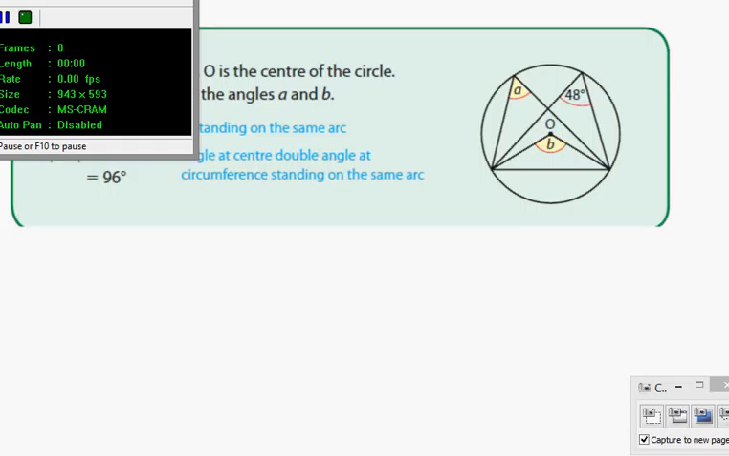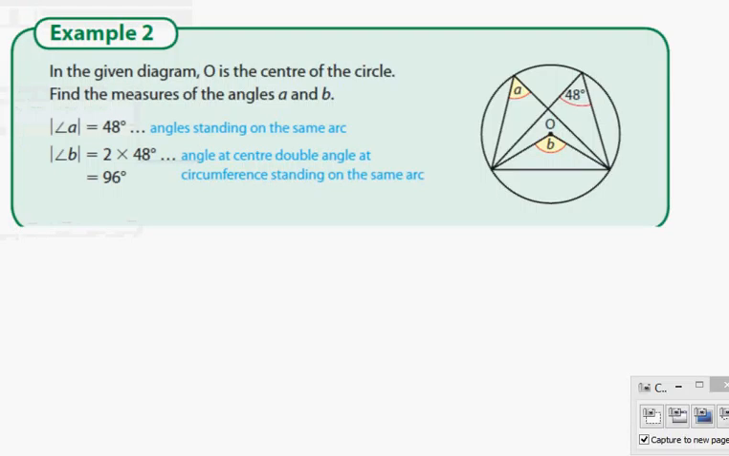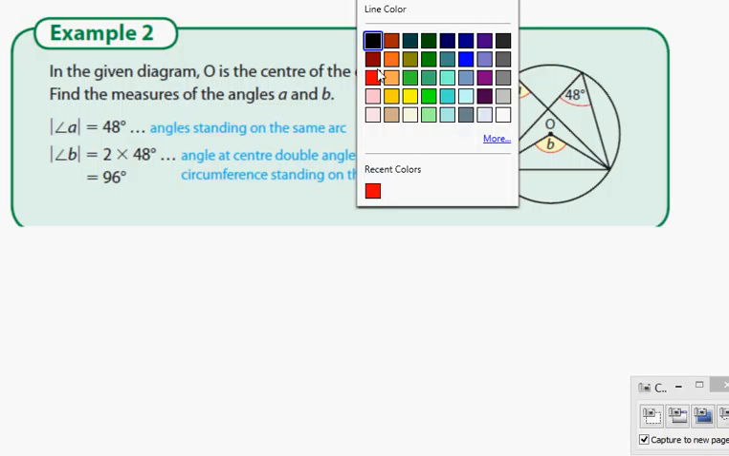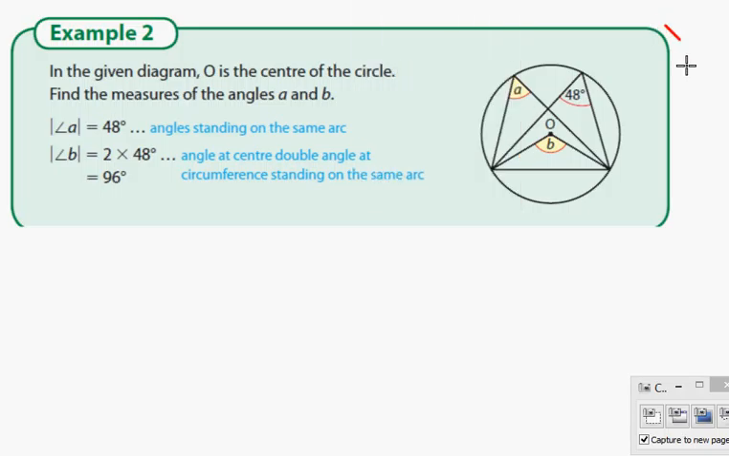First one, okay? Now this one, given the diagram O, the centre of the circle is O, and find the measure of the angles A and B. Now, the thing to remember is, you can use different colour lines here, right? And that's really the hint to doing this, okay?